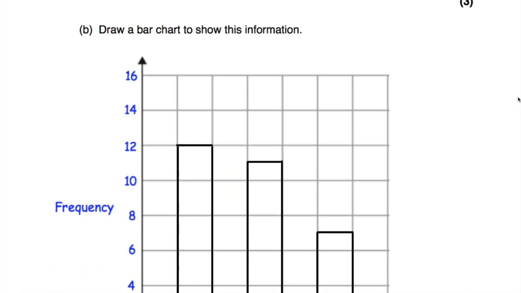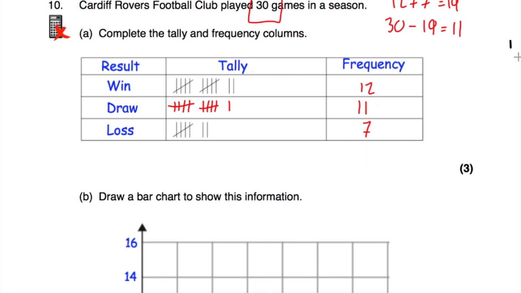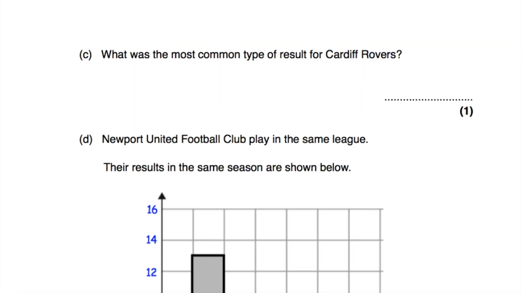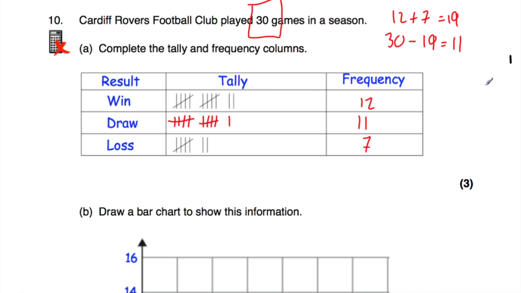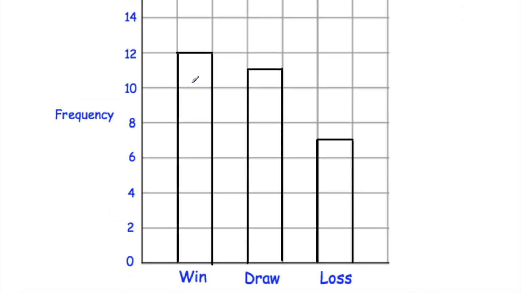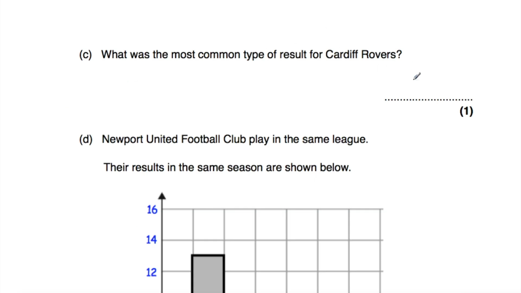Okay, and then the next part. So that's part A and part B in question 10. And now part C. Part C says, what's the most common type of result for Cardiff Rovers? So in other words, the mode. So the mode, the most common one, was a win. You can see that happened 12 times. And you can see from the bars it's the one that appears the most, the one that's got the highest height or the tallest. And win happened 12 times. So win's the most common type of result. So let's write that down. What's the most common type of result?